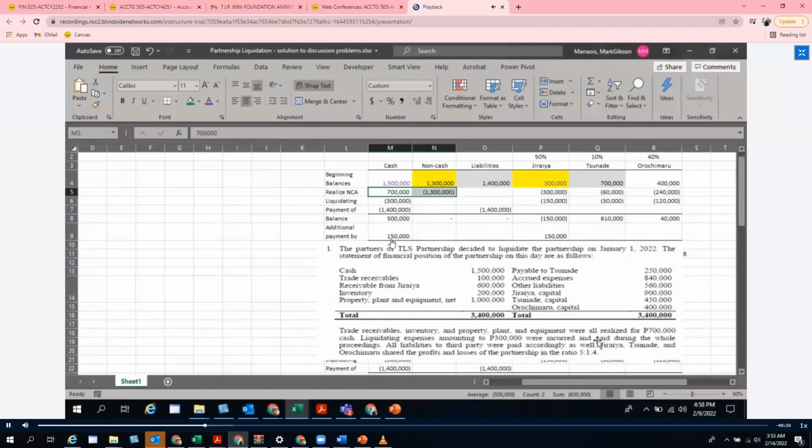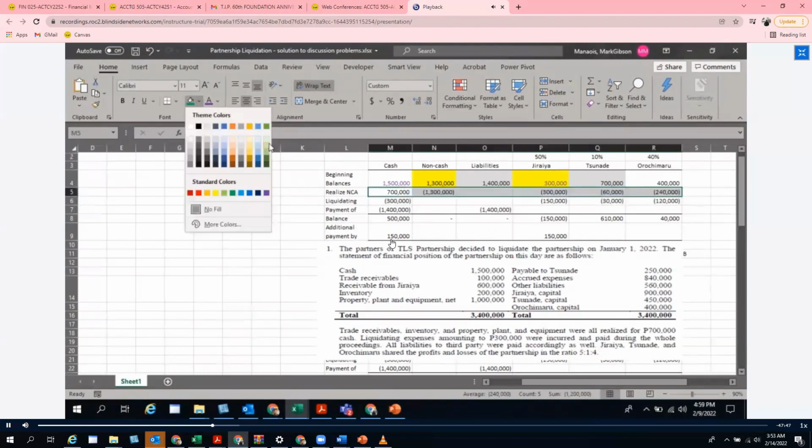So kung may loss dyan, class, how are we going to account for that? Of course, it's going to be deduction, no, to the partner's capital. So paano yan, class? Simply, kinuha ko lang yung difference ng dalawa representing the loss multiply by the profit and loss sharing ratio, no? So that's 300,000 for Jairaya, 60,000 for Tsunade representing 10% ownership, and then 240,000 kay Orochimaru, no, representing 40%, no? So okay na tayo dito, na-realize na natin yung non-cash assets.